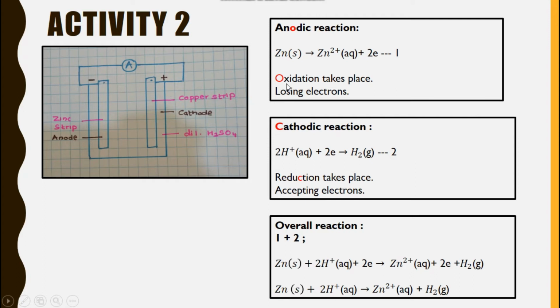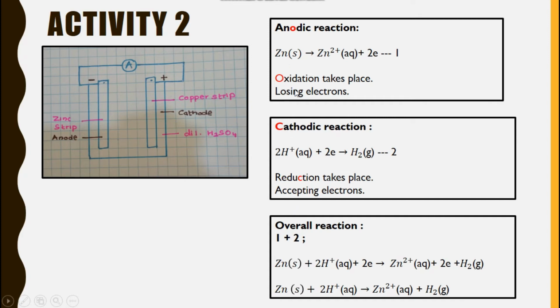Now how can you remember these? There are about three terms: anode, cathode, accepting electrons, and losing electrons. How can you remember this? You have to remember that oxidation means losing of electrons and reduction means accepting electrons. That you have to keep in your mind.